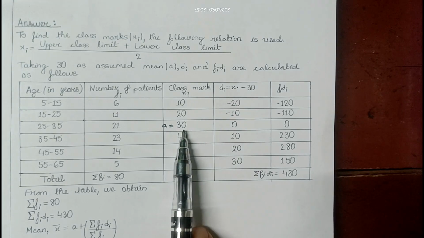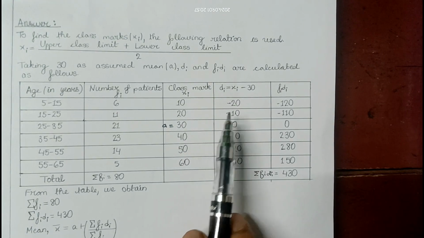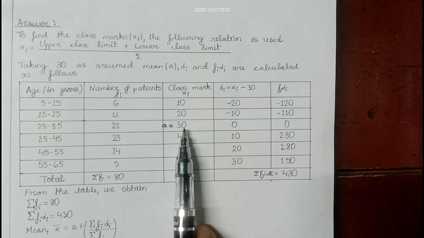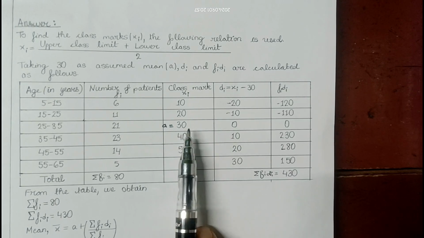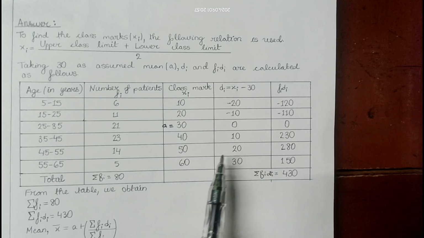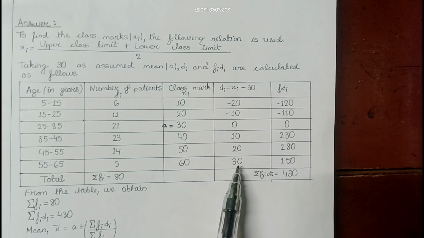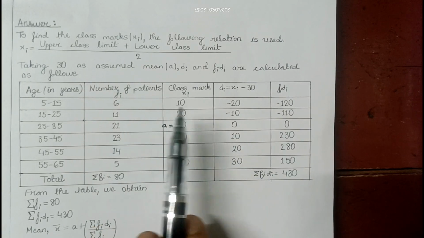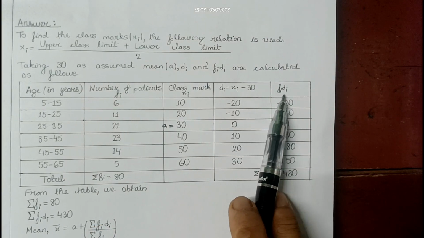Now 10 minus 30 will be minus 20, 20 minus 30 will be minus 10, 30 minus 30 is 0, 40 minus 30 is 10, 50 minus 30 is 20, 60 minus 30 is 30. So we got the deviation. Now we have to multiply fi and di to obtain this value fi di.